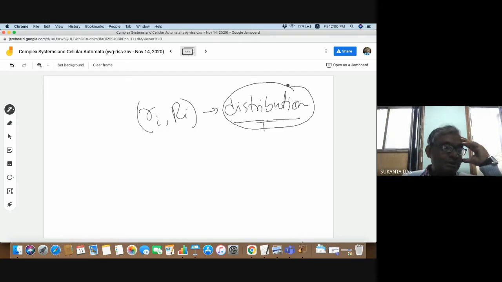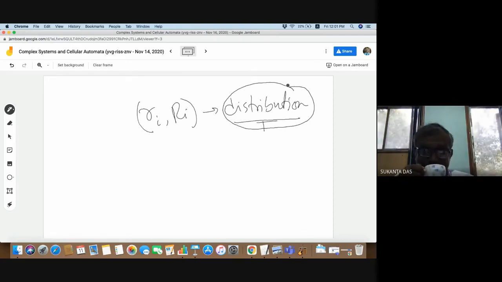I mean, you can say that some recursive procedure is there, right? By which you are determining the cell and the rules of the cells. It's infinite. You don't know. If you don't know, then you're gone.